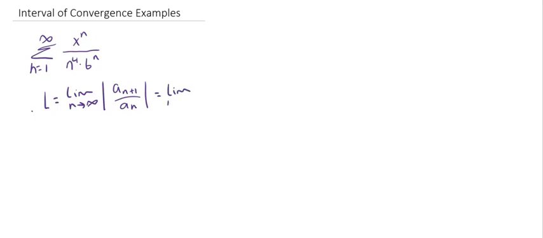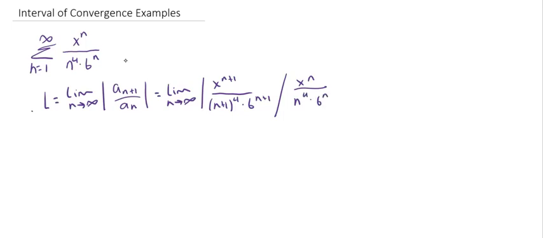So it is the limit as n approaches infinity. Remember, this right here is the a sub n. So if I want to do a sub n plus 1, I'm going to go absolute value. I'm just going to change all those n's to n plus 1s. So I get x to the n plus 1 over n plus 1 to the fourth times 6 to the n plus 1. And I'm going to divide that by a sub n, which is exactly what I have written there next to the sigma. So I get x to the n over n to the fourth times 6 to the n, and absolute value.